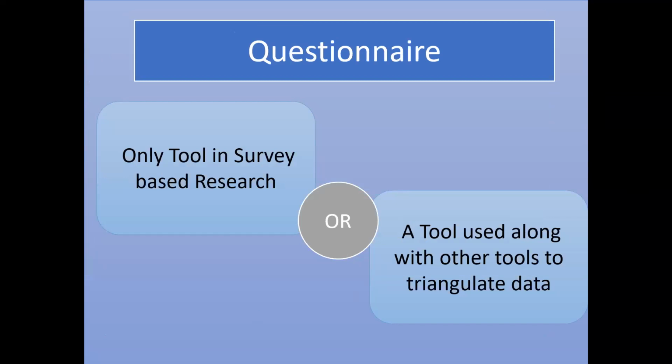For example, in an experimental study, you may give a post-test. In addition, you will give a questionnaire. But for some others, it will be the only tool, no other tool. Questionnaire can be the only tool that you use in your research. Or some of the others will use a questionnaire along with other research tools like interview or post-test or whatever.